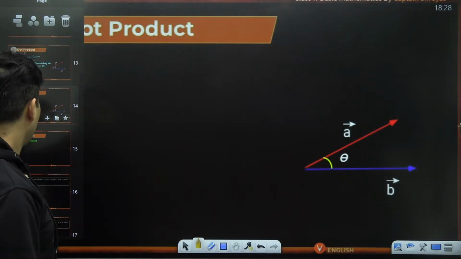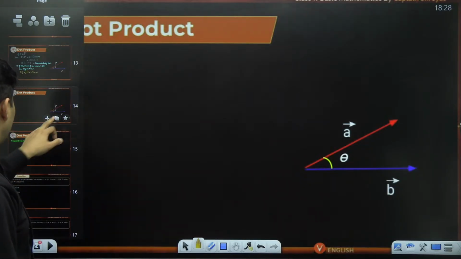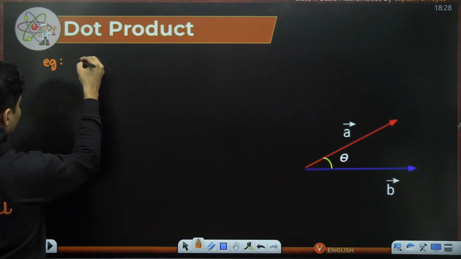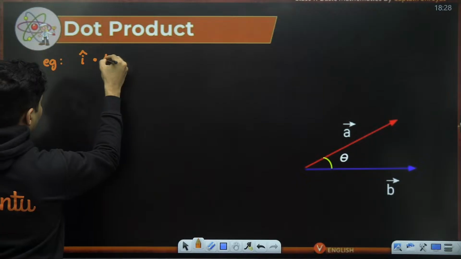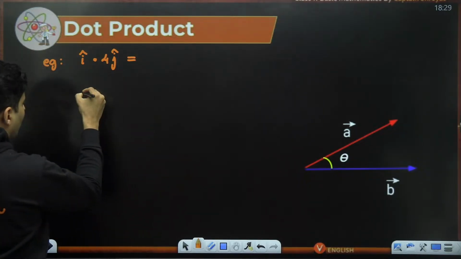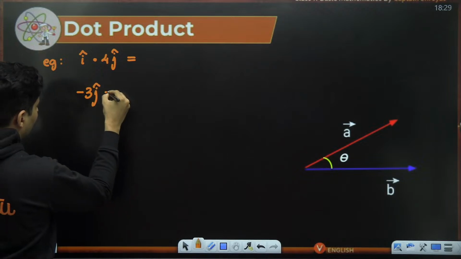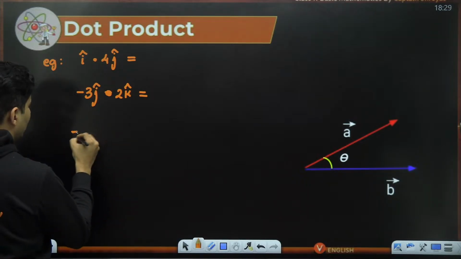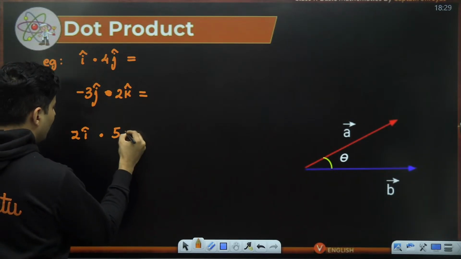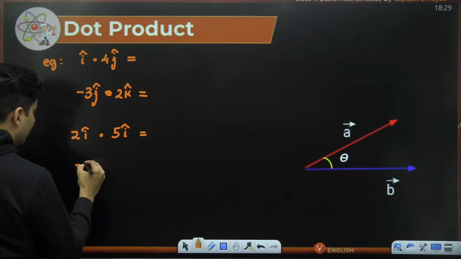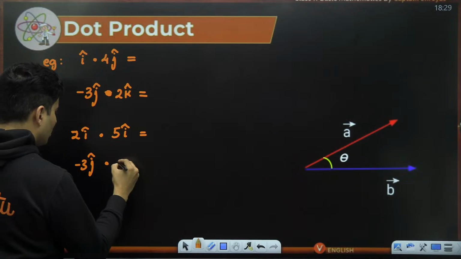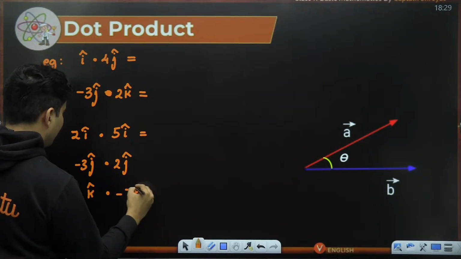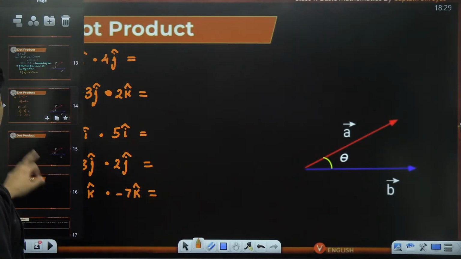Okay, sir. Understood. Now, what if I had to give you some examples of this? Okay. Let's start with some examples. I cap dot 4 j cap. What is the answer? Minus 3 j cap dot 2 k cap. What is the answer? Then let's say 2 I cap dot 5 I cap. What is the answer? Minus 3 j cap dot 2 j cap. What is the answer? Minus k cap dot minus 7 k cap. What is the answer? Come on, think about it. Then we'll go ahead.